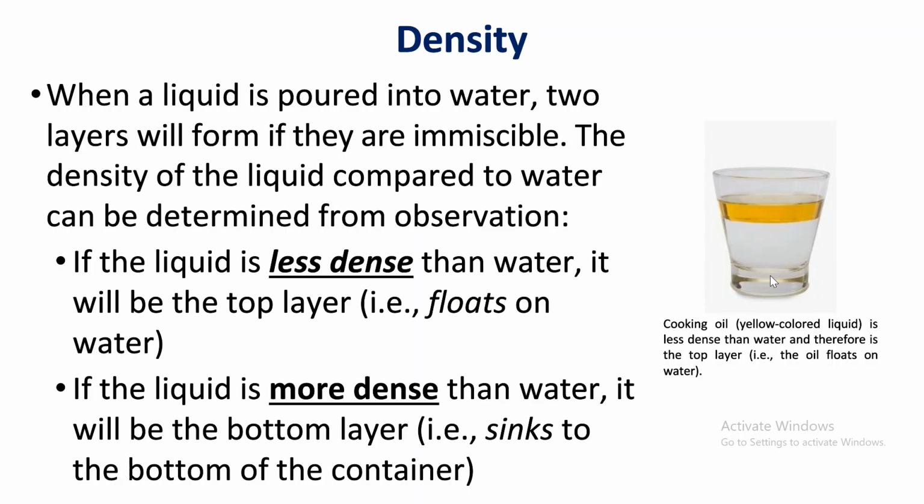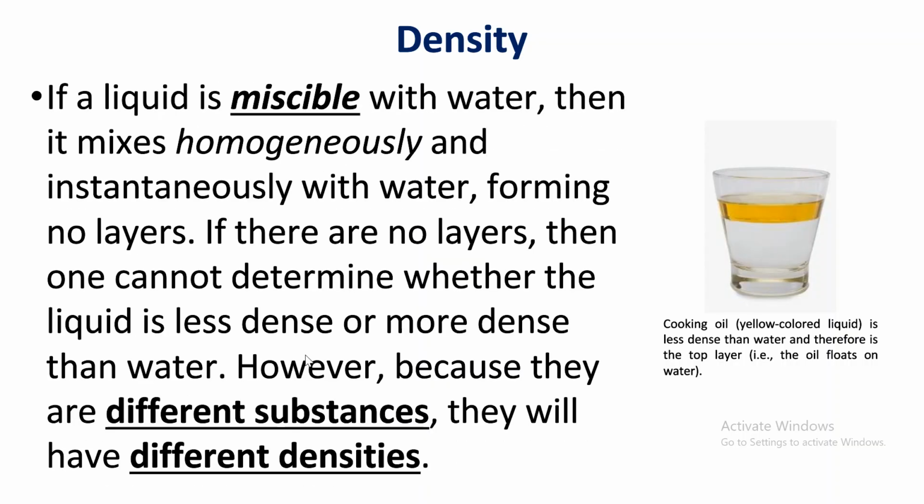The key piece of information we want you to know is that if the liquid is less dense than water, then it will be at the top layer. It will float on water, for example, the oil. But if the liquid is more dense than water, then it will be at the bottom layer. It will sink to the bottom of the container.